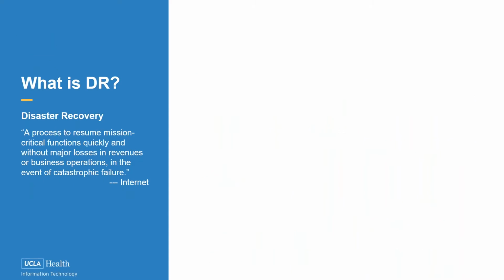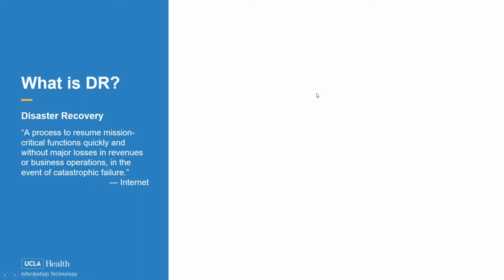So let's get down to business here. You might be on the phone wondering, like, what the heck is DR, right? So DR, or disaster recovery, I found this definition on the internet, and I think it really succinctly defines what disaster recovery is. So disaster recovery is a process to resume mission critical functions quickly and without major loss in revenues or business operations in the event of catastrophic failure. So that is pretty much what disaster recovery is.